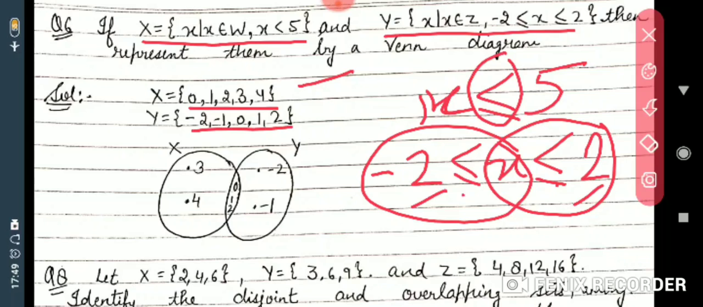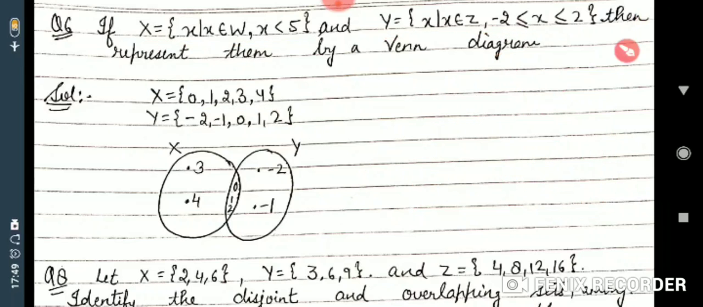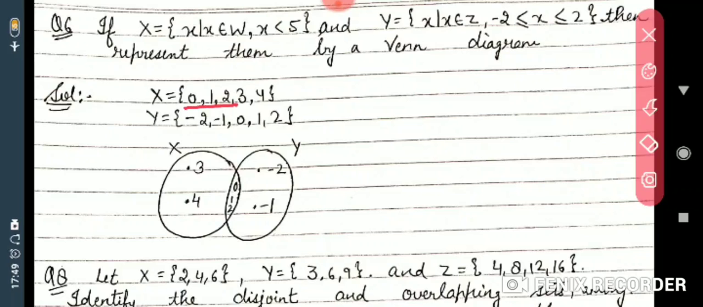Now you have to represent it by Venn diagram. So as you know very well, what are the common elements? X is also having 0, 1, 2. Y is also having 0, 1, 2 elements. So the common elements will be here. Then the remaining elements of x will be 3 and 4 and y will be -2 and -1. So this is the way you can represent it by a Venn diagram.